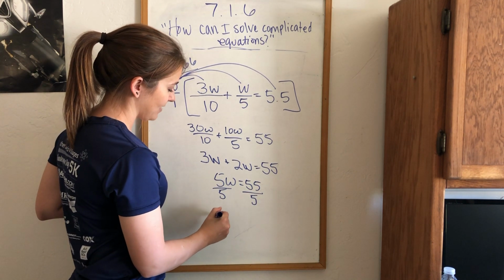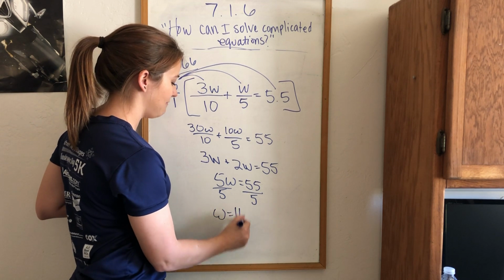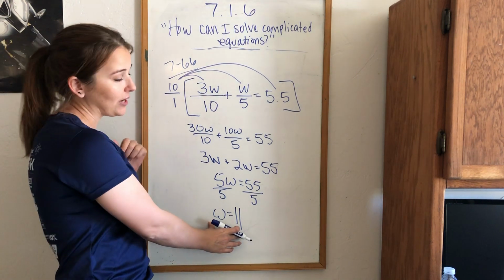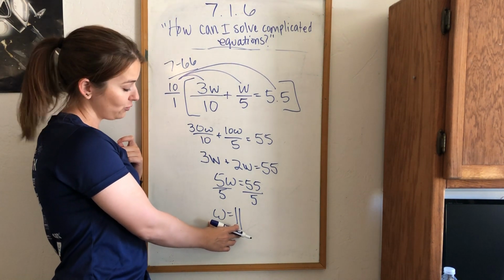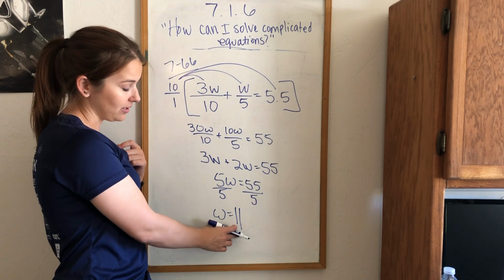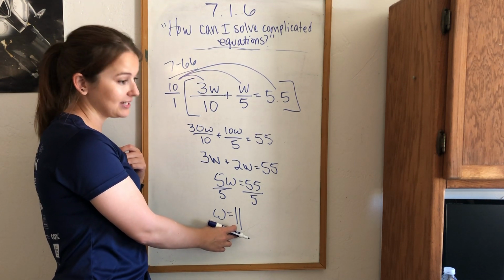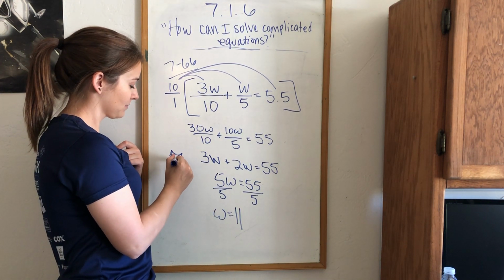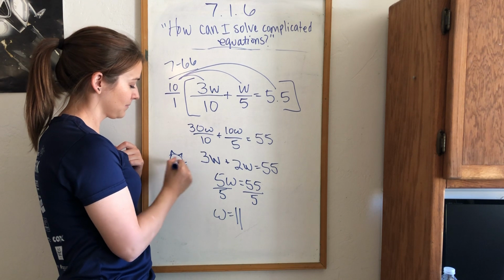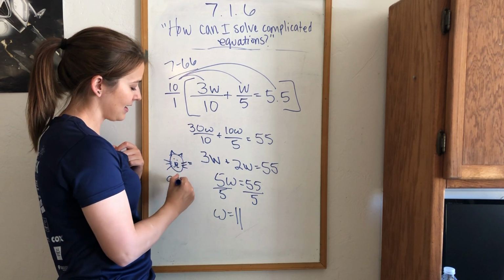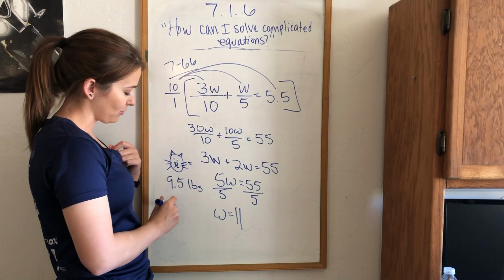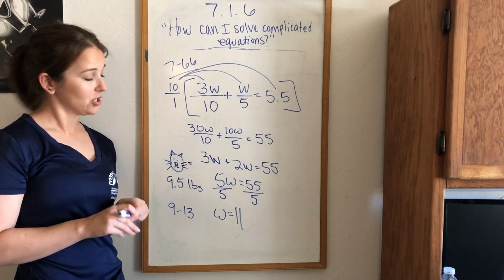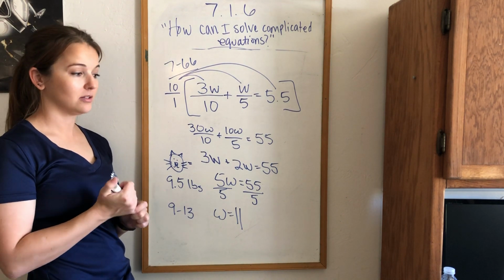5W equals 55. Divide both sides by 5. W equals 11. So that means the typical weight is 11 pounds, and the cat is within 2 pounds of the typical weight. Yes, because Sweetie is 9.5 pounds. So we've got a range of 9 to 13 pounds, and yep, she fits inside the range. So Sweetie is a healthy little baby.